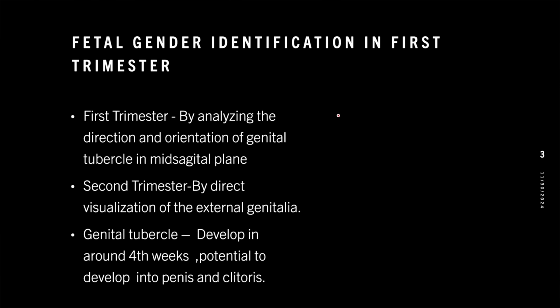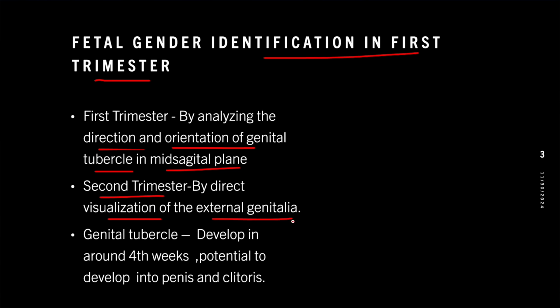Fetal gender can be identified correctly from late first trimester onwards. In late first trimester, fetal gender is identified by analyzing the direction and orientation of genital tubercle in mid-sagittal plane. In second and third trimester, fetal gender is identified by looking at the external genitalia of the fetus.